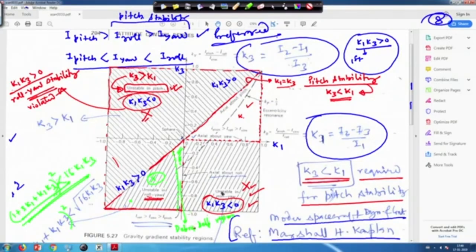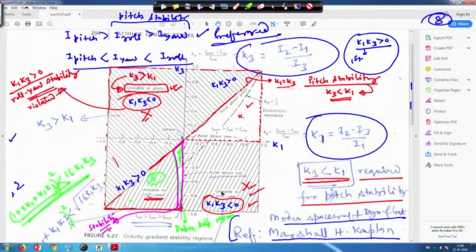Okay, so the person who solved this problem, after him this name is given. Only this white portion which is remaining here, this particular portion, in this your stability is ensured, both Rolle and yaw stability. Rolle stability, yaw stability, it is ensured.